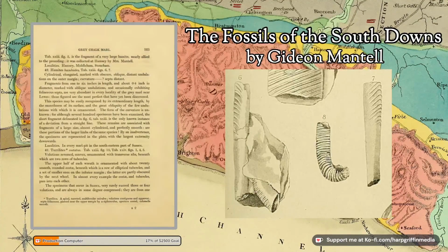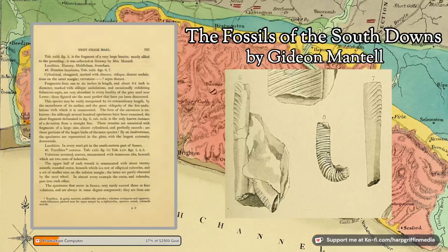42. Hamites baculoides. Tablet 23, Figures 6, 7. Cylindrical, elongated, marked with obscure, oblique, distant undulations on the outer margin. Curvature septa distant. Fragments from 1 to 6 inches in length and about 0.4 inches in diameter, marked with oblique undulations and occasionally exhibiting foliaceous septa, are very abundant in every locality of the Grey Marl near Lewes. Those figured are the most perfect that have yet been discovered.